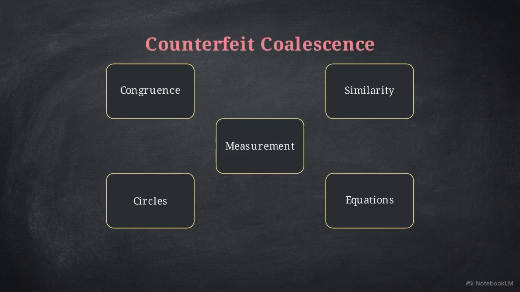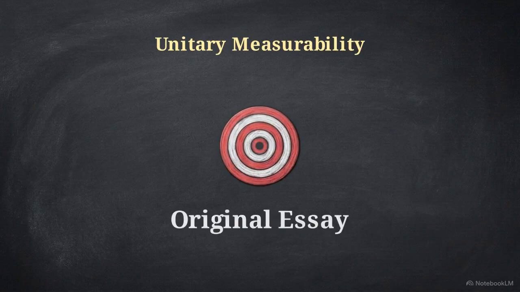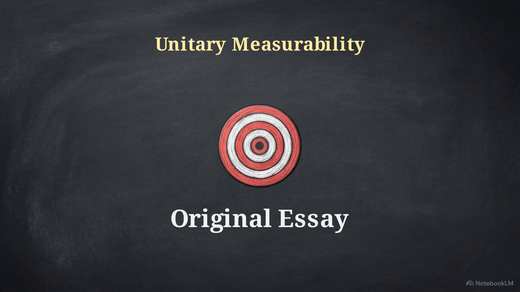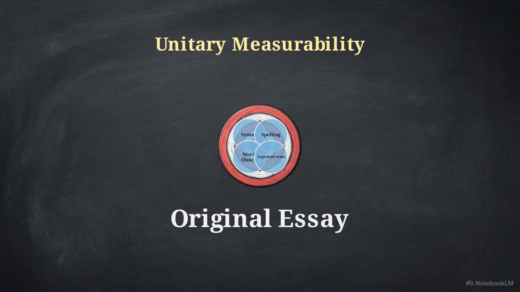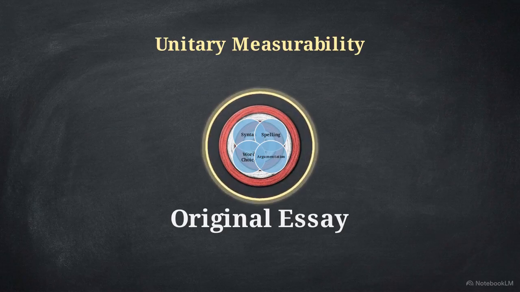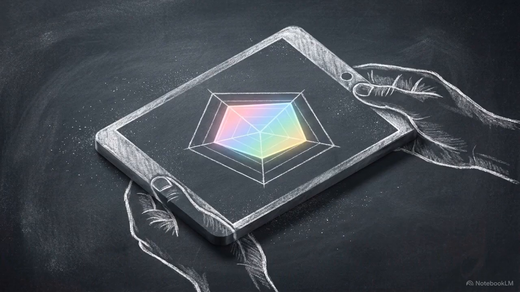This is counterfeit coalescence. The data points remain disconnected. The structural ideal is unitary measurability: measuring a student's mastery of several subskills using one consolidated strategy. In an English class, a single original persuasive essay allows a teacher to simultaneously evaluate syntax, spelling, word choice, and argumentation. This unitary task generates a complete profile of the student's abilities. In one fell swoop, the teacher makes a conceptually unified inference about complex mastery.